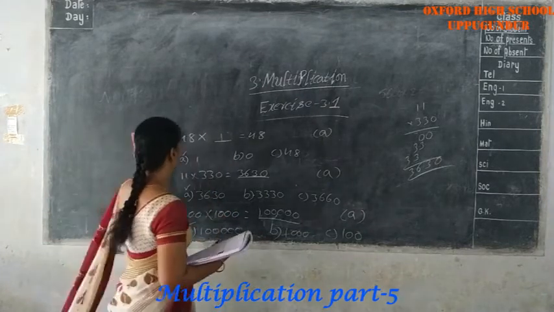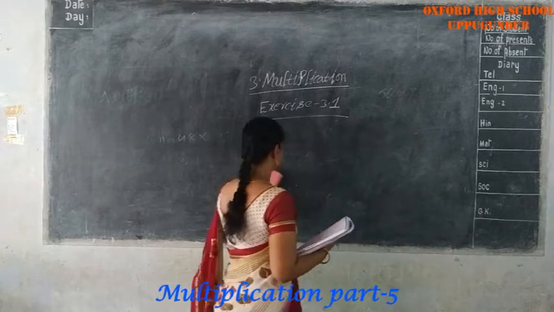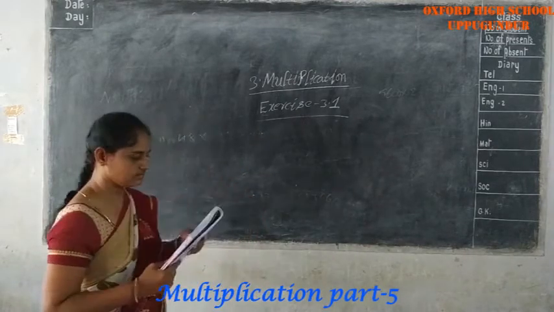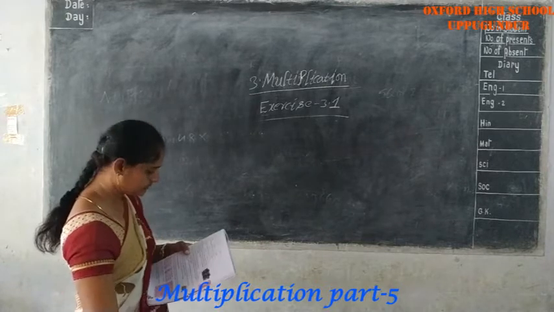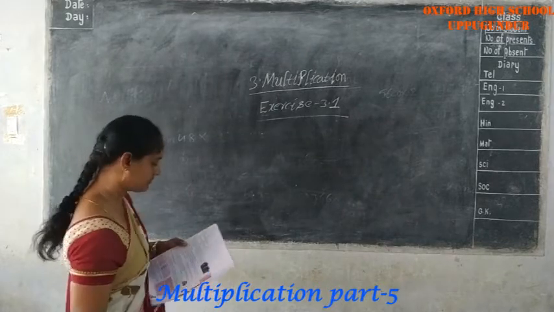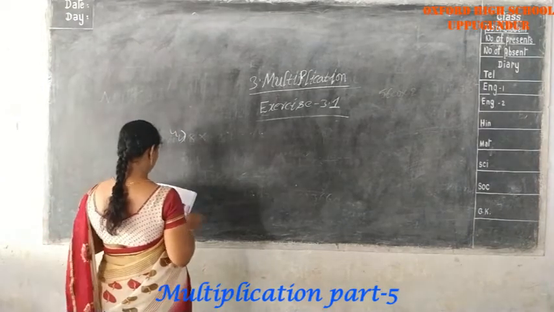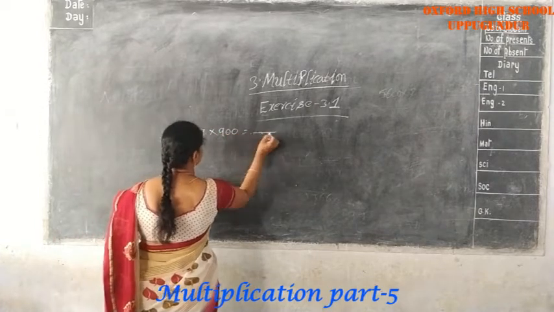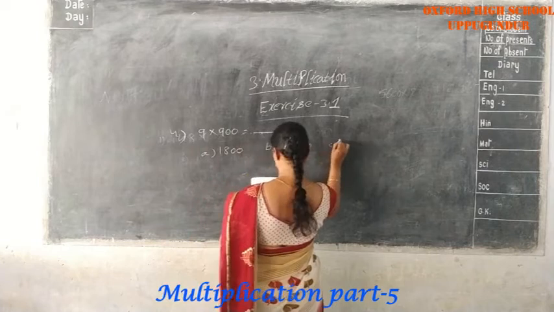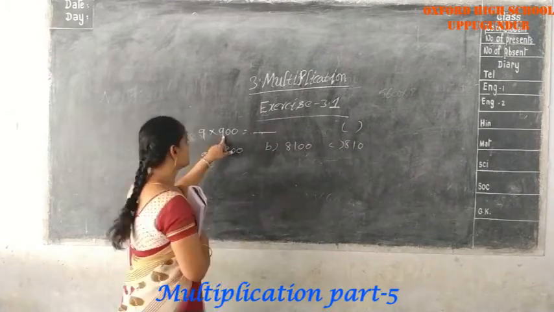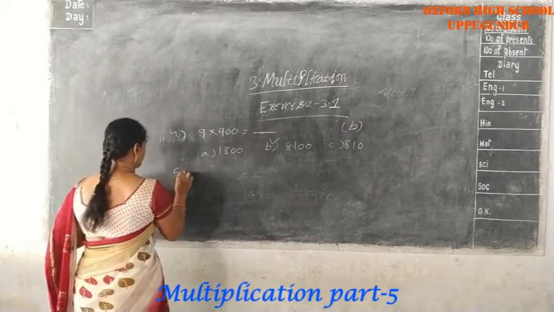Next. 9 × 900 equal to. Options: 1800, 8100, 810. 9 × 81. Add 2 zeros. 8100. B is the answer. Next, 5th one.